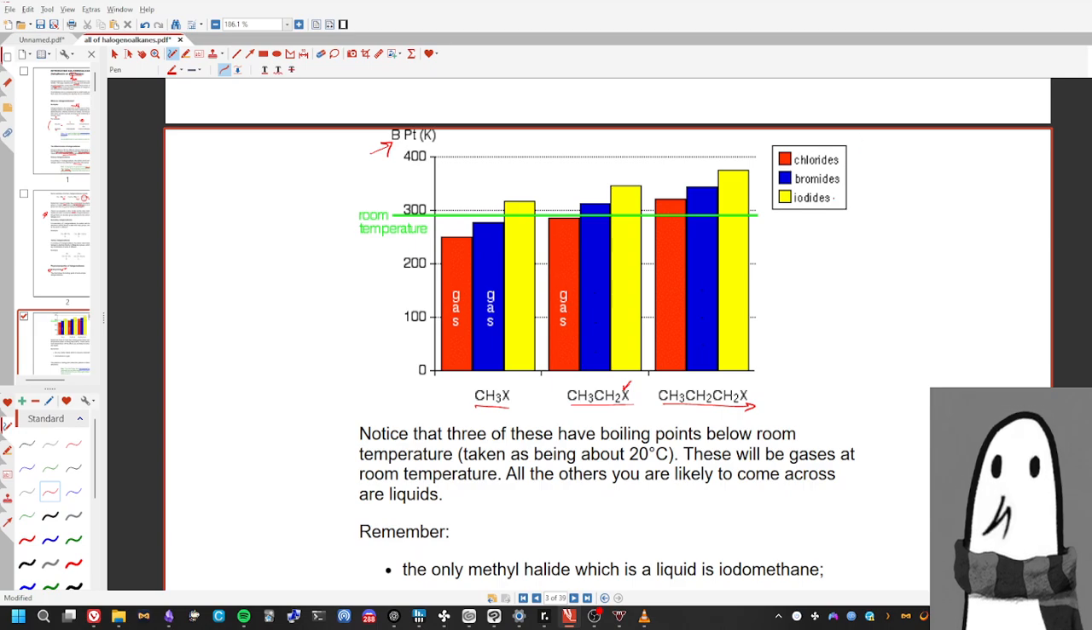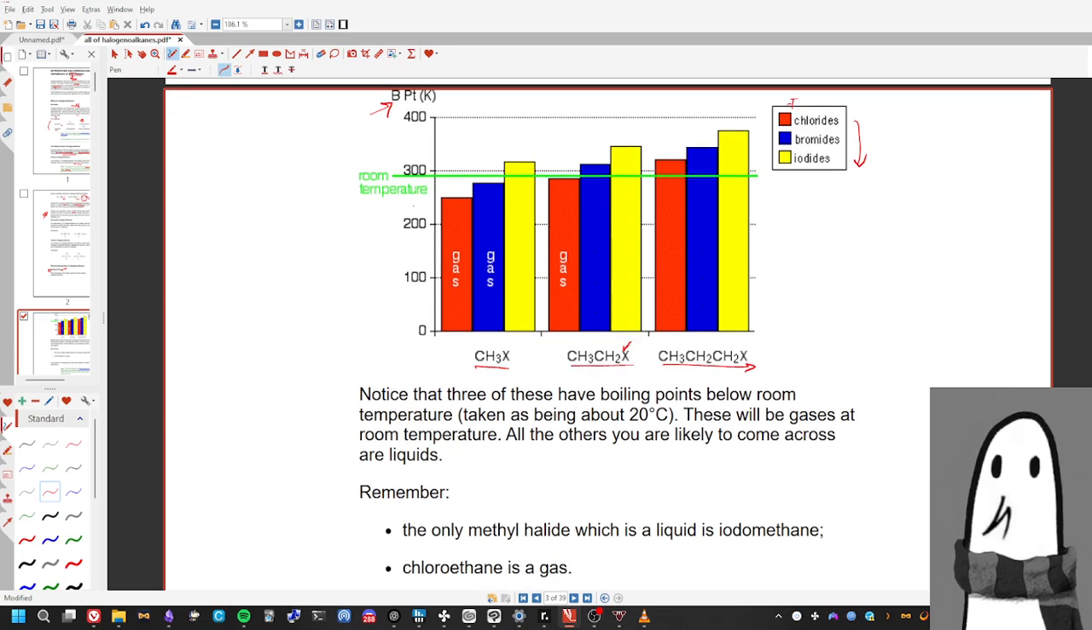From chlorine to iodine, we're going down the periodic table. If you want to know, fluorine would be above all of these. Notice how over here we have gas, and there's a room temperature limit down over here, which is denoted with a green line. Some basic things: as you increase the size of the molecule, we notice the boiling point goes up. As we go down group 7, the boiling points go up. So those are two things that we're noticing.